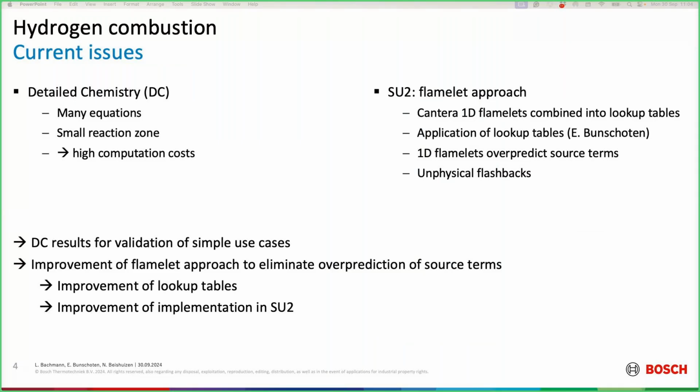So at the moment, we already have some possibilities to simulate hydrogen combustion. On the one hand, we have the possibility to do it with detailed chemistry. The problem with detailed chemistry simulations is that we have to solve many equations. So with a high computation cost, we're only able to simulate very small domains.